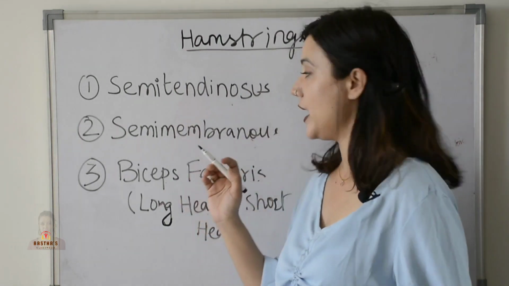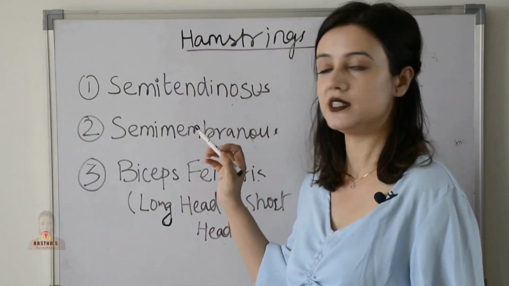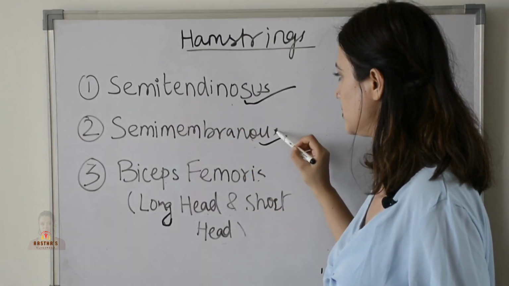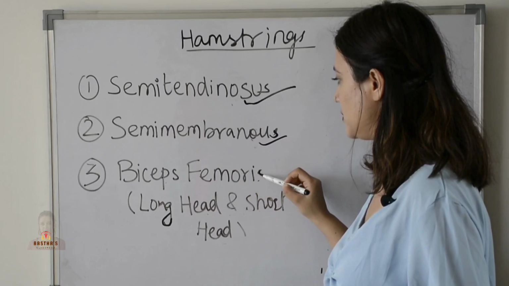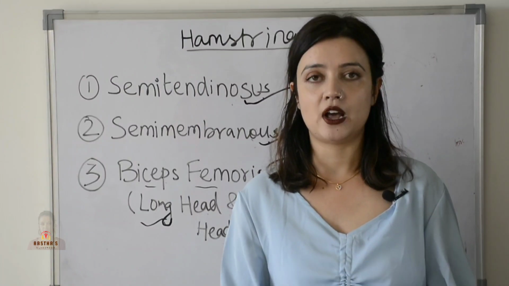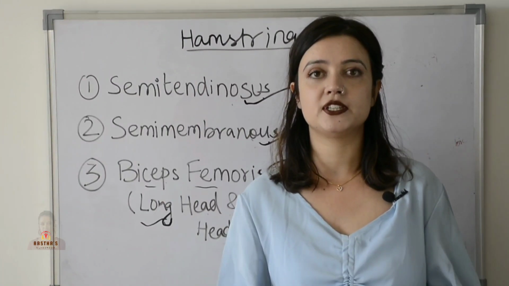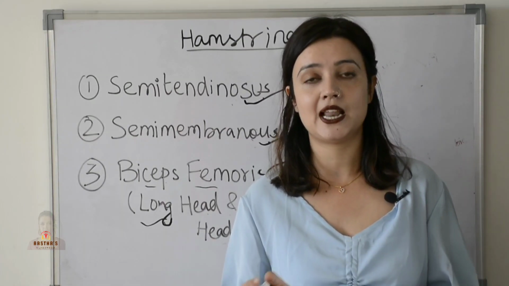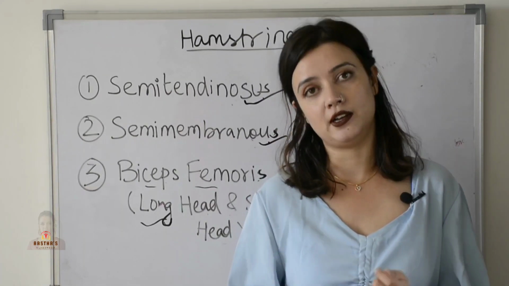So altogether we have 4 hamstring muscles: semitendinosus, semimembranosus, biceps femoris, long head and short head of biceps femoris. There's one more muscle which is adductor magnus, which is kind of present in the back of the thigh, but about that muscle I'll be discussing in the medial aspect of the thigh later in other video.